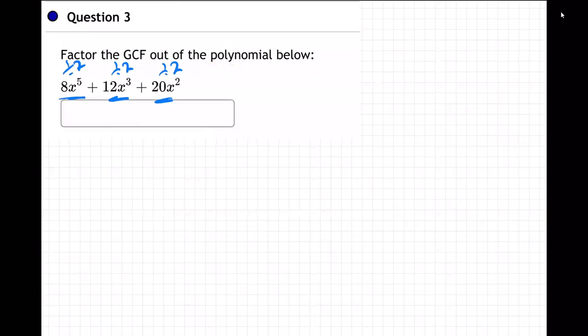And that's, of course, true. 8, 12, and 20 are all divisible by 2, right? 2 goes in all of them. But there's another number, a bigger number. 2 is not the greatest number, is it? What's the greatest number that they're all divisible by? 4, huh? 4. Do you see that?